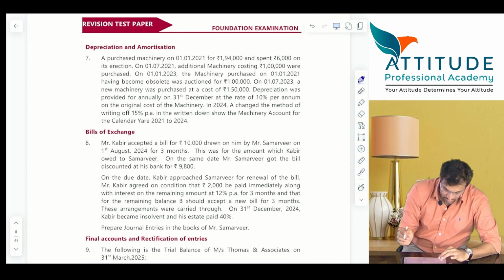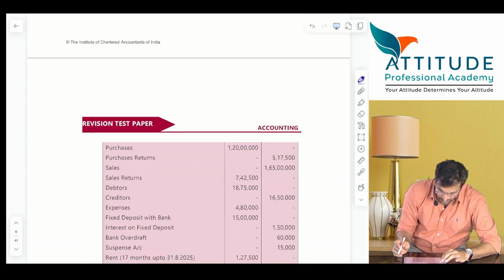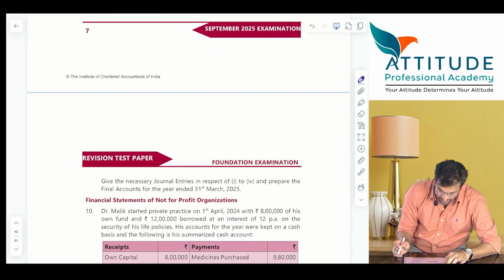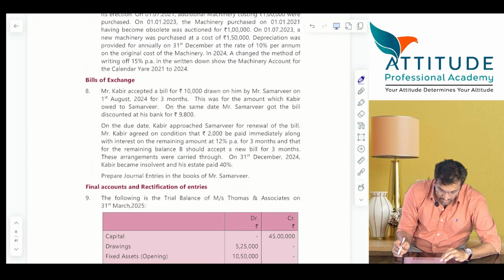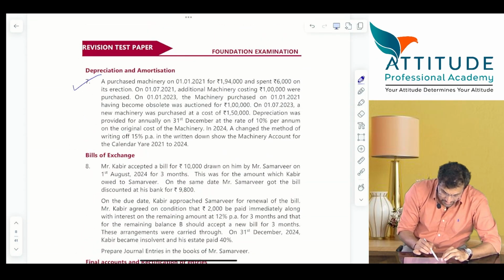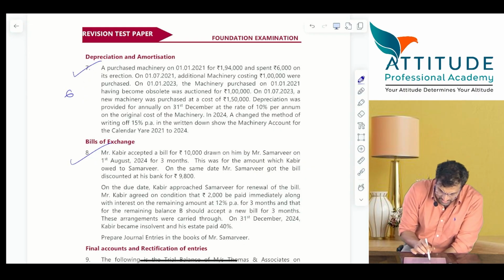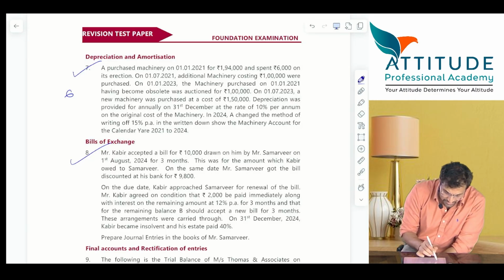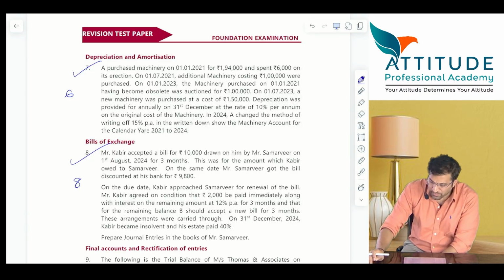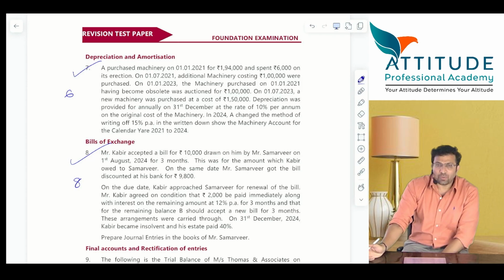Okay. Now, final accounts and rectification. Fantastic. Now I want you all to work out question number 7 and 8 first. Do it. Bills of exchange, what is given here? Accepted bill. Renewal is there, this is important, take this, 8 marks, so total 14 marks, 14 into 1.5, 21 plus 6 minutes reading, 27 minutes. I want both the sums, question number 7 and question number 8.